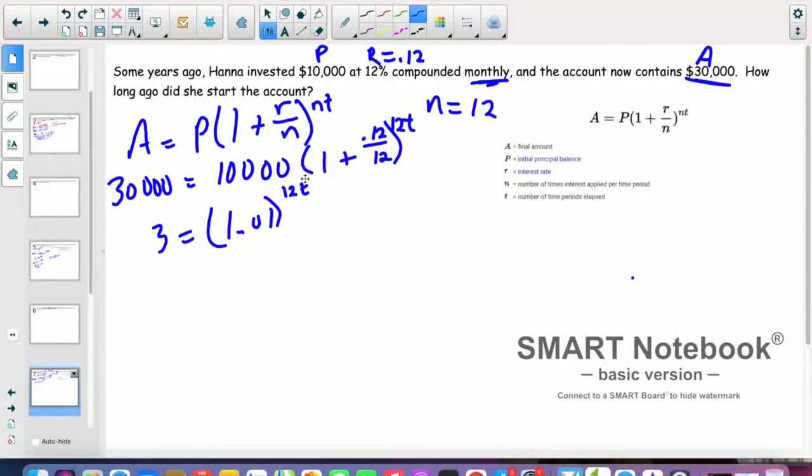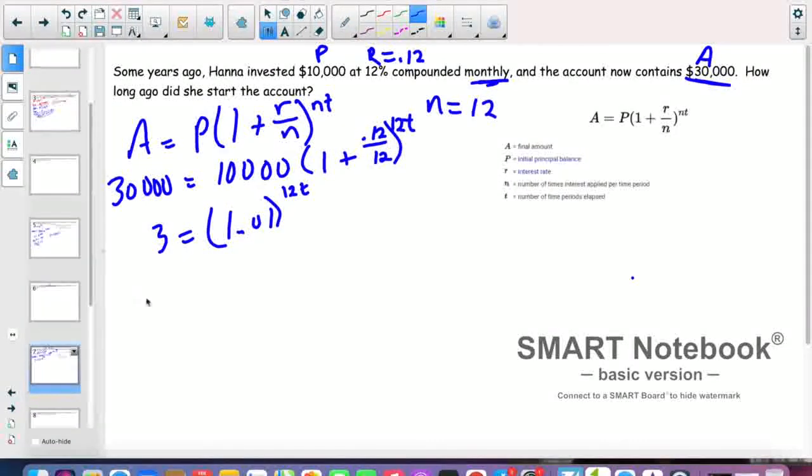So let's think about this. How can we solve this? Well, there are a couple different things we could do. We could put a natural log in front of both sides, or we could put a log in front of both sides. It doesn't matter which one you do, they would give you the same answer. So I'm going to put a natural log in front. Natural log of 3 equals natural log of 1.01 to the 12t.